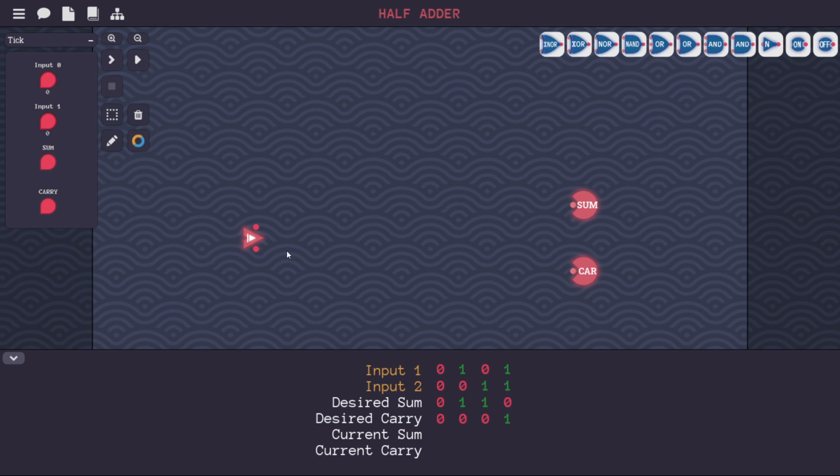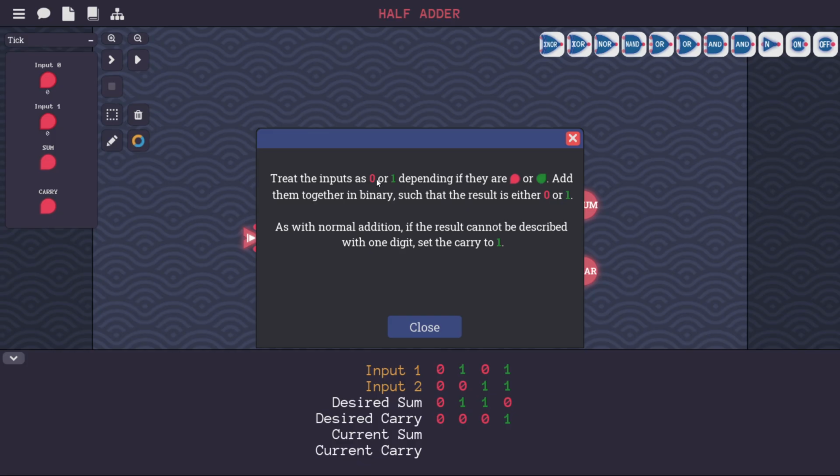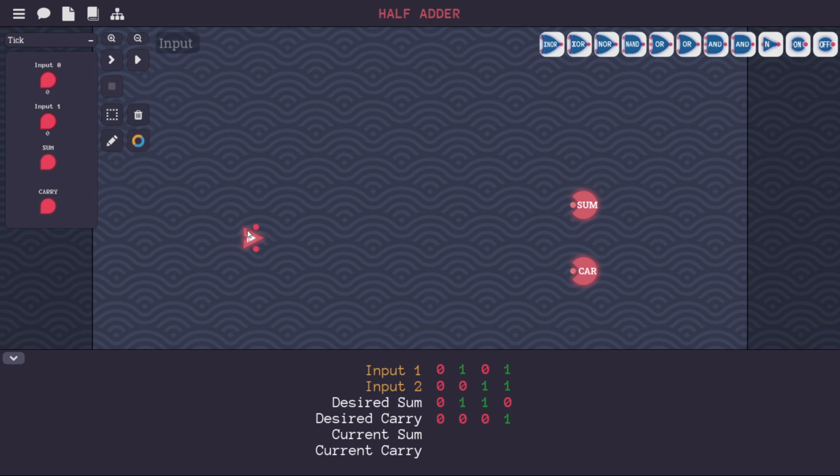So as we can see in this level, we have 2 bits, right? We have this and this, and we need to add them together. They've told us that green is 1 and red is 0. So right now we have 0 plus 0, which is still 0, right?